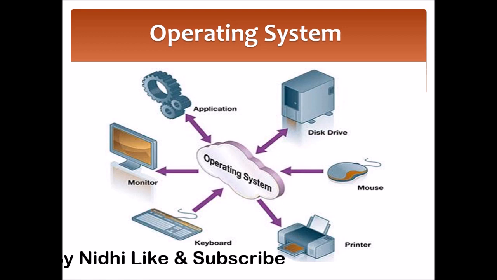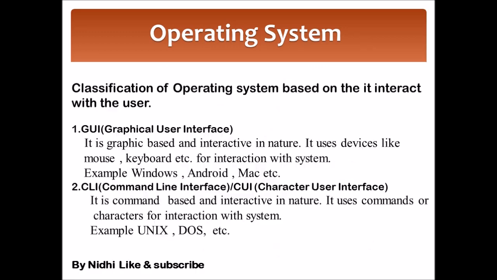So the functions of operating systems include process management, memory management, device management, file management, error detection and security, and job scheduling or program scheduling. This operating system is classified into two parts on the basis of how it interacts with the user. One is GUI based, that is graphical user interface, the interface which has icons, images and other multimedia.